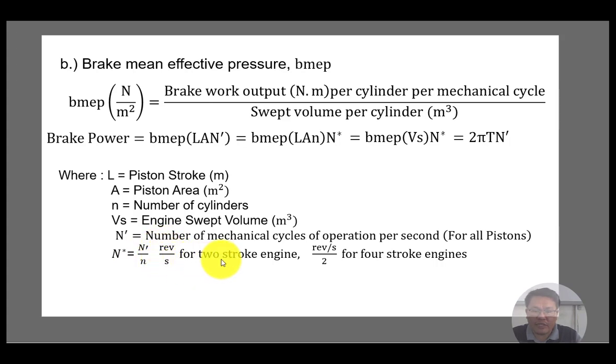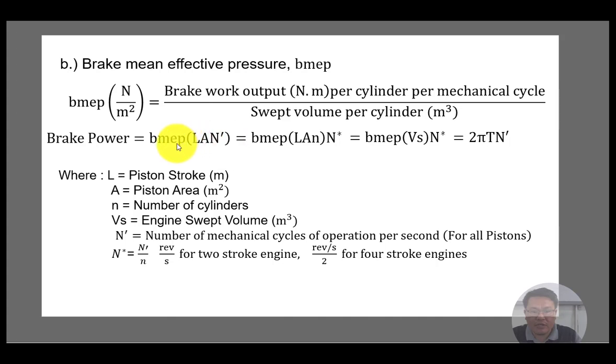Now for two stroke, the RPM is automatically the N. For a four-stroke engine, the RPM will be divided by 2.